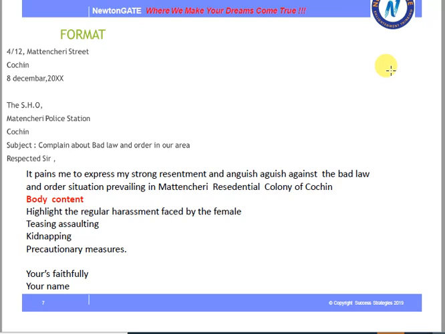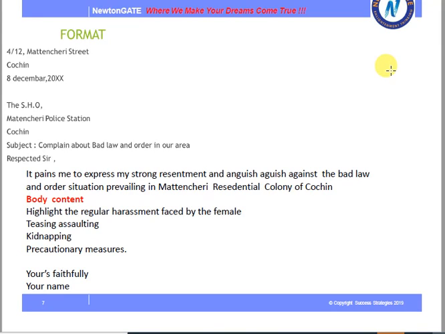Subject will be very short but to the point. Then comes respected sir after a line gap. Then the next para, give a comma and write down from the next line that it pains me to express my strong resentment and anguish against the bad law and order situation prevailing in Matincherry residential colony of Cochin.